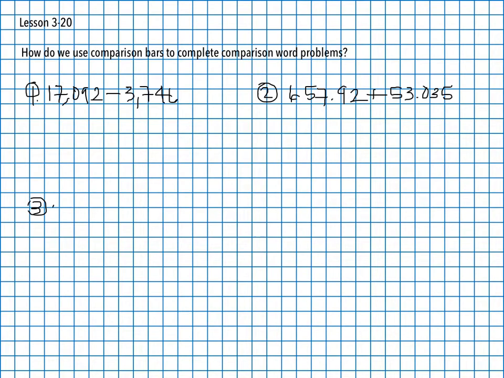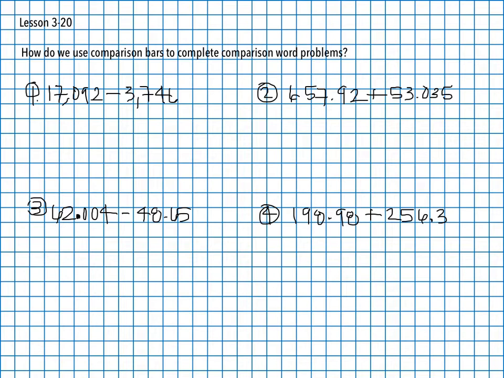Problem number 3 is 62 and 4 thousandths. Make sure you get that decimal point there, less 48 and 65 hundredths. And our final problem is 190 and 98 hundredths plus 256 and 3 tenths. So why don't you take some time, solve these 4 problems. When you're done, restart the video and I will show you the answers that I got.